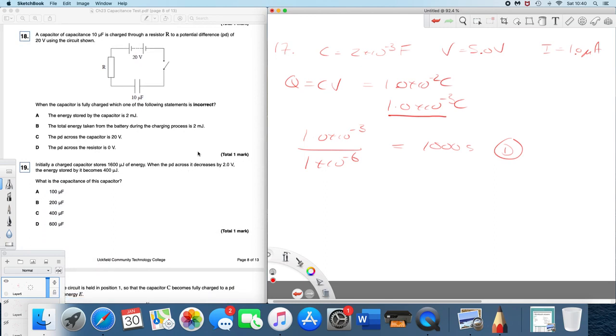Question 18. When the capacitor is fully charged, which one of the following statements is incorrect? Well, let's look at the energy stored. A half CV squared. If you do that, you get 2 millijoules. So that's right. Total energy taken from the battery during the charging process is 2 millijoules. Well, that is not true, is it? That's our wrong one. But the PD across the capacitor when fully charged will be 20 volts. PD across the resistor will be 0 volts because there is no current. So the answer is B.